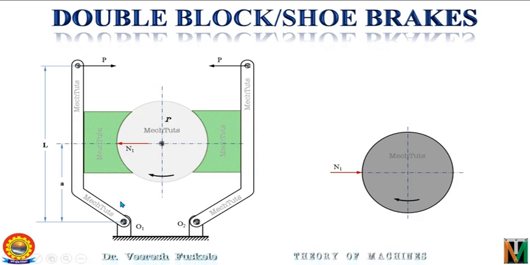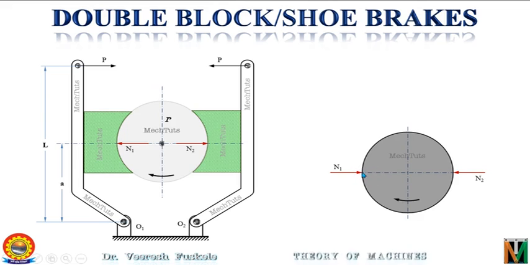Similarly, there will be a normal radial force from the right side on the drum, and again as a reaction to this normal force there will be a normal reaction acting on the right side block as shown here, that is the force N2. So N1 and N2 are the normal reactions on the left side and the right side blocks.